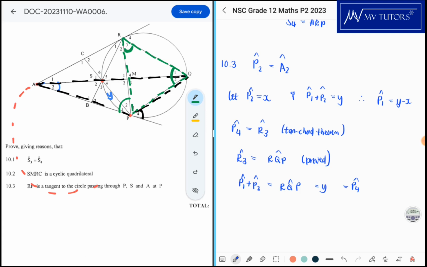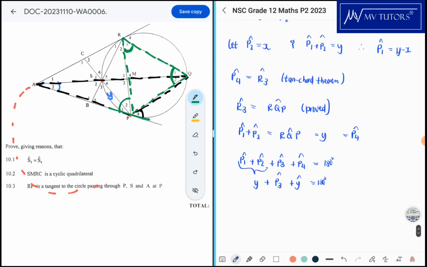So basically P1 plus P2 plus P3 plus P4 is equal to 180 degrees because that's angles in a straight line. I know that P1 is equal to Y minus X, but let's just say P1 and P2, that is Y. P3 is what I really want at this moment. And then P4, we know that it's Y. That's 180. So at the end, P3 will be equal to 180 minus 2Y.